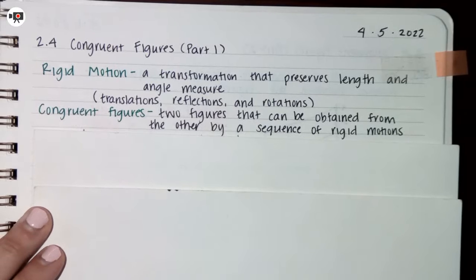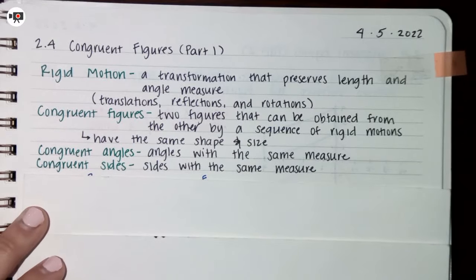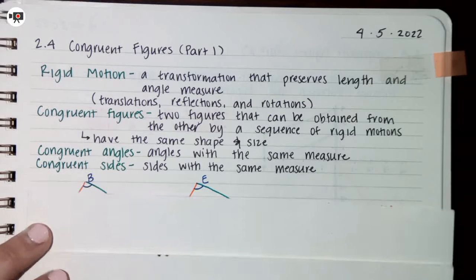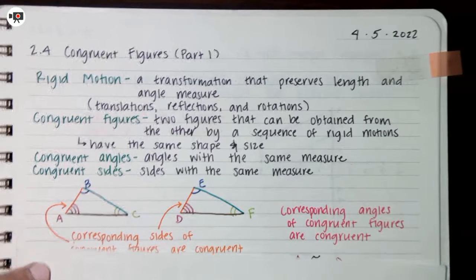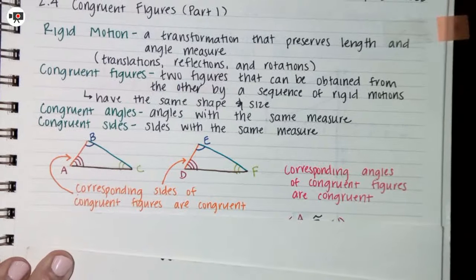Congruent figures are two figures that can be obtained from the other by a sequence of rigid motions. They have the same shape and the same size. Congruent angles are angles with the same measure, and congruent sides are sides with the same measure. So you can see in these two triangles that we have some corresponding parts.